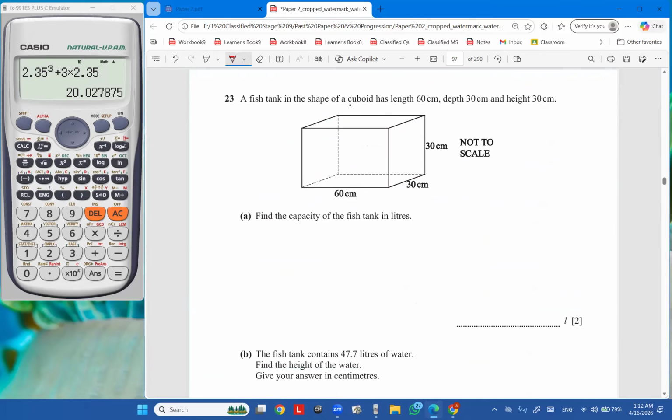A fish tank in the shape of a cuboid has length 60 centimeters, depth 30 centimeters, and height 30 centimeters.